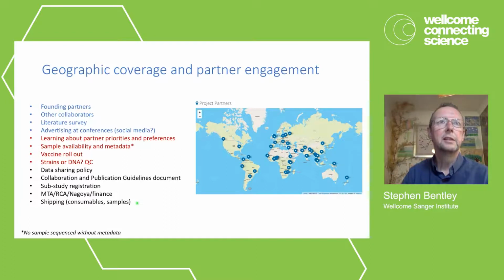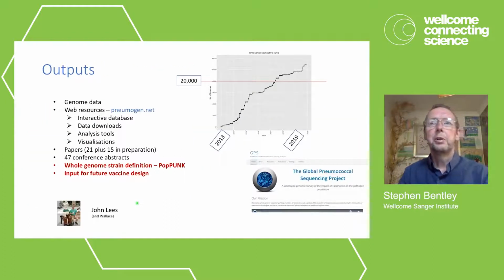So in terms of outputs, and this is just for the GPS 1 phase, we're now moving into GPS 2. For GPS 1, obviously the genomic data itself is fundamental, and here in this graph you can see that we hit our target of 20,000 midway through 2017, and then have continued to generate more data since then.